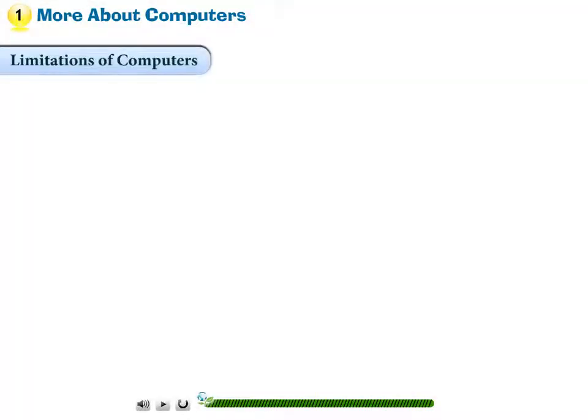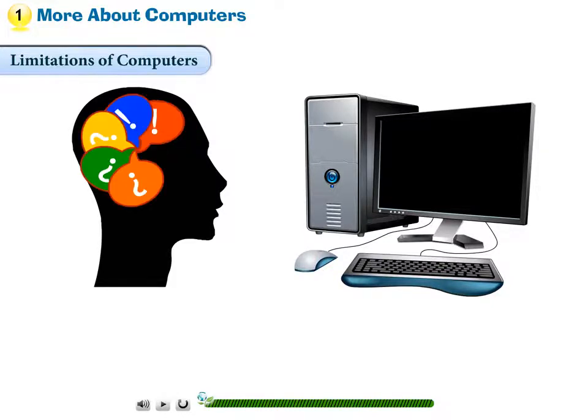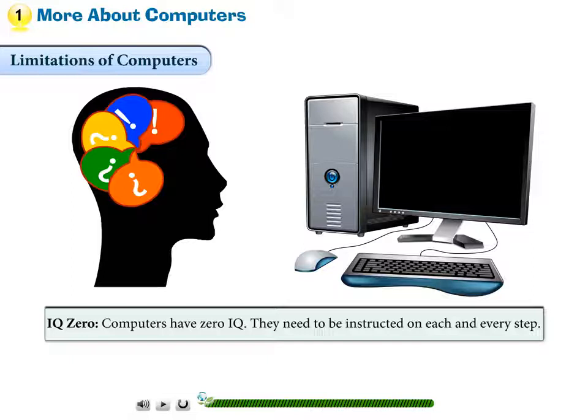Limitations of computers. Lack of decision-making power. Computers cannot decide on their own. IQ zero. Computers have zero IQ. They need to be instructed on each and every step.